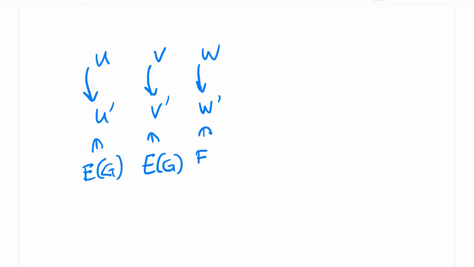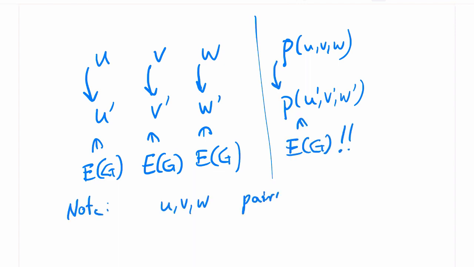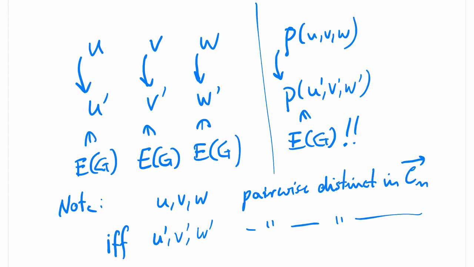To see this, suppose we feed the three edges uu prime, vv prime, and ww prime into our operation P. Note that in the graph Cn, the vertices u, v, w are pairwise distinct if and only if u prime, v prime, and w prime are pairwise distinct. So we consider two cases. If they are pairwise distinct, then P acts like a projection to the first argument and hence preserves the edge relation. On the other hand, if two arguments are equal, say v equals w, then v prime must be equal to w prime as well. And hence P applied to u, v, w returns v, and P applied to u prime, v prime, w prime returns v prime. And v, v prime is an edge, as we already know. And the other cases are of course similar. So this shows that P is a polymorphism of the graph Cn, of the directed cycle.